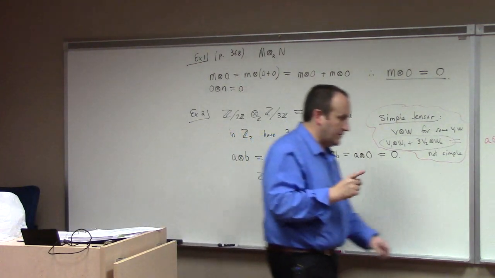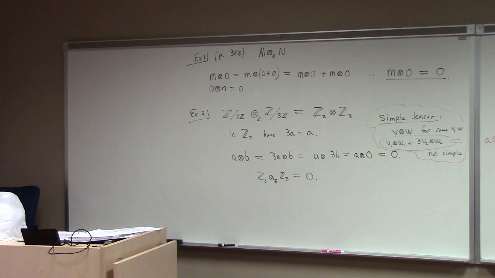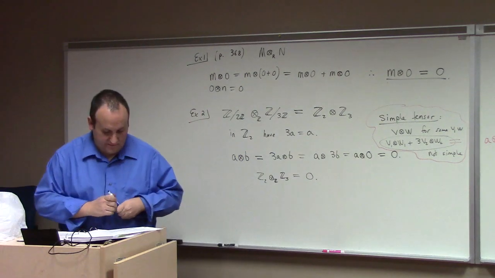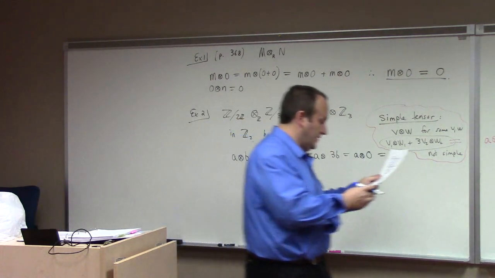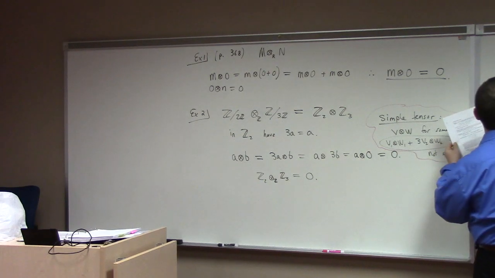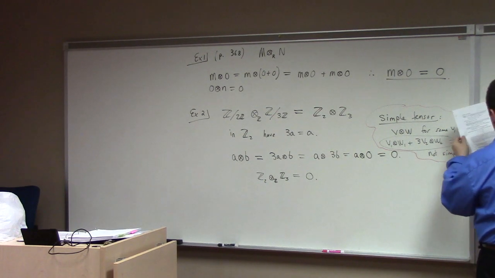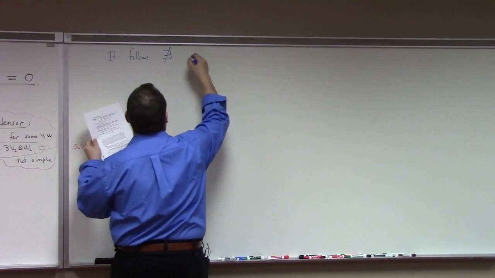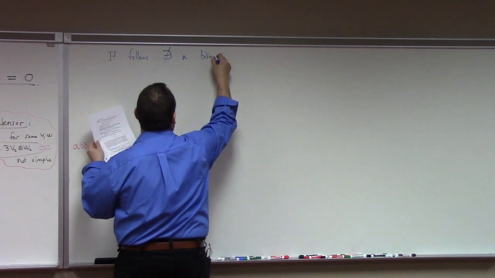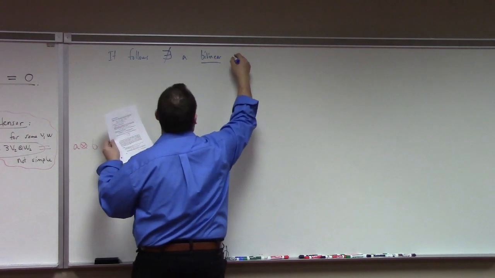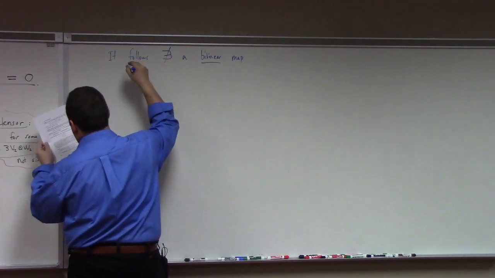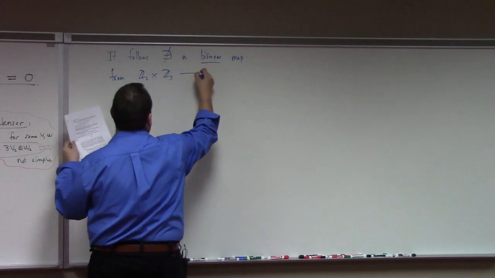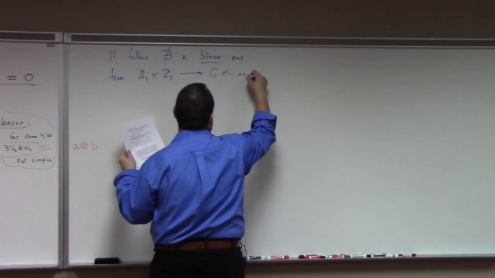But remember, there's a connection between the tensor product of modules and maps. There's something actually kind of interesting that comes from this. He says it follows that there does not exist a bilinear map from Z2 cross Z3 to G, where G is any abelian group.